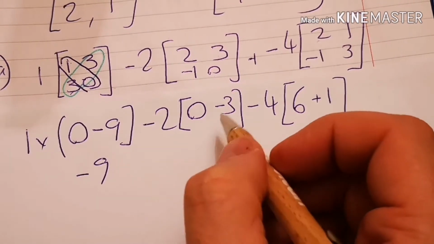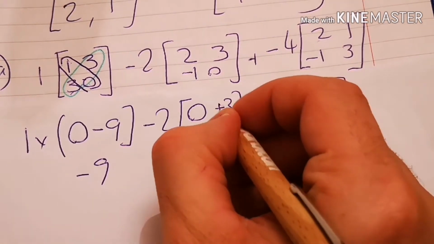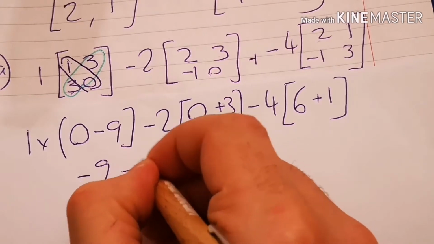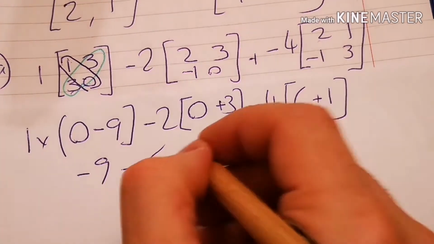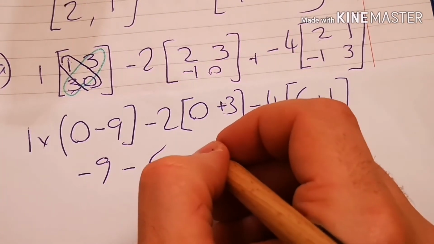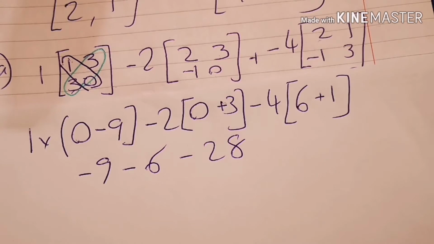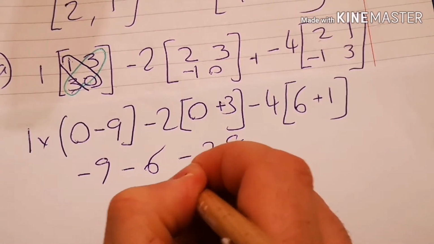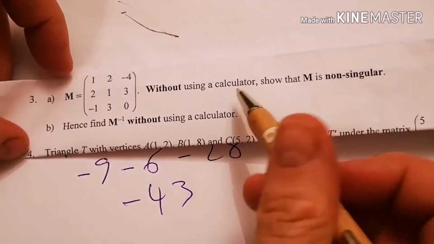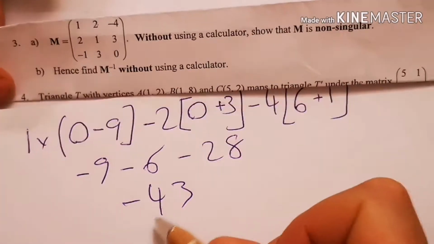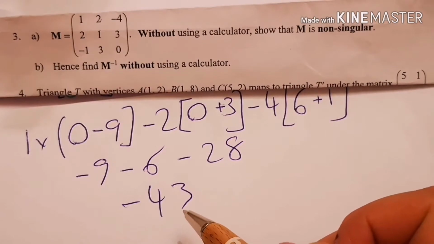That one there, I forgot how much I'm minusing, so this actually changes to a plus, so it's 2 times 3, which is actually minus 6. This one here is 7, so it's minus 4 times 7, which is minus 28. If I do it on my calculator, just because I'm getting tired, minus 9, minus 6, minus 28, which is minus 43. If I remind myself of the question, it says show that M is non-singular, and I've done that. Working out the determinant gives minus 43.